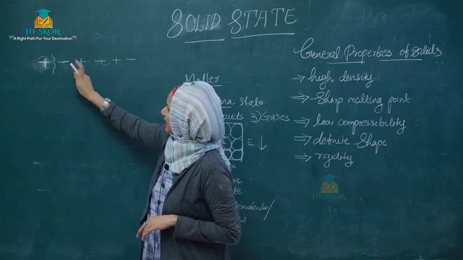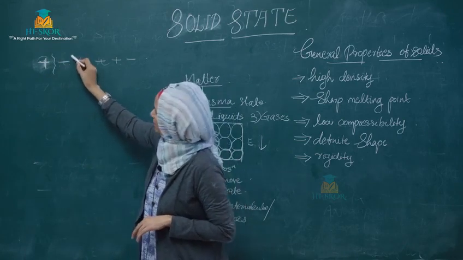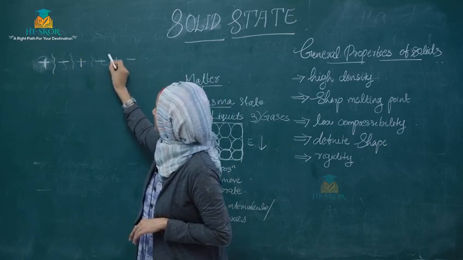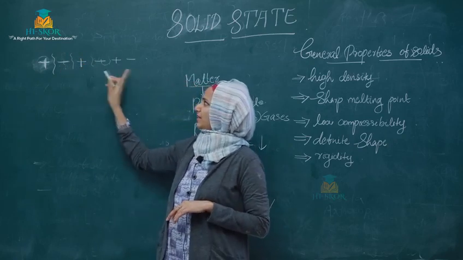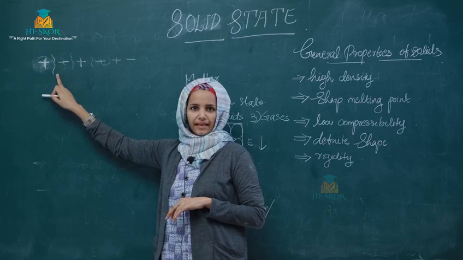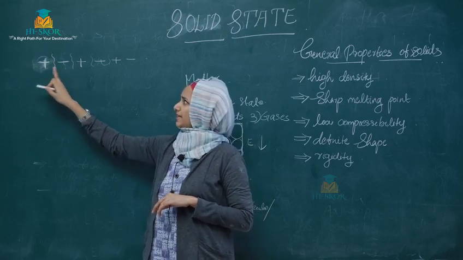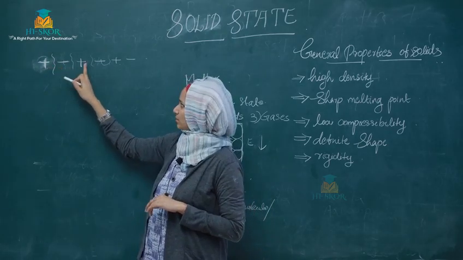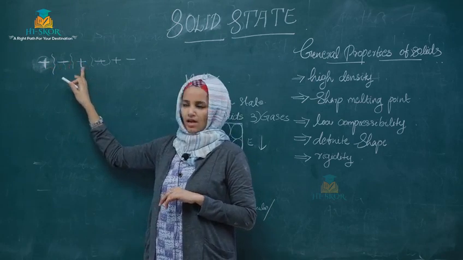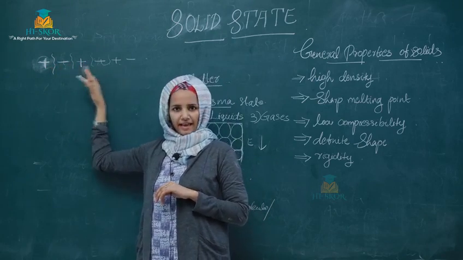And where is the second bond? In between the negative and positive, and here also bond is there, bond is there, bond is there. And every bond is with the same strength, because this bond is in between positive and negative ions, this also between positive and negative ions. So, every bond is having the same strength.